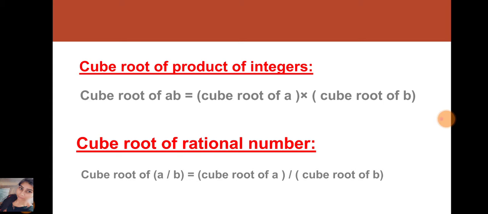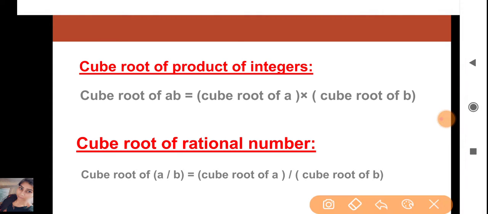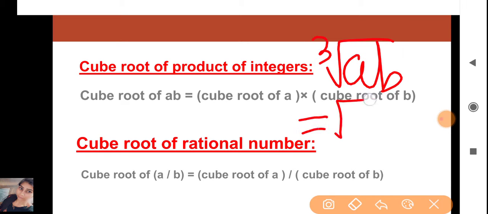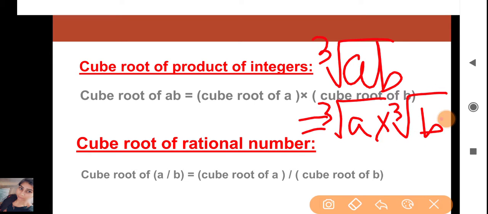Here now two things are only left: the cube root of product of integers and the cube root of rational number. These are also the same. Cube root of product of two integers means what? If you suppose you have two integers a and b, then the cube root of ab will be equal to cube root of a multiplied with cube root of b. Means separately we can find out the cube root of both the numbers, and then we just multiply those two cube roots.